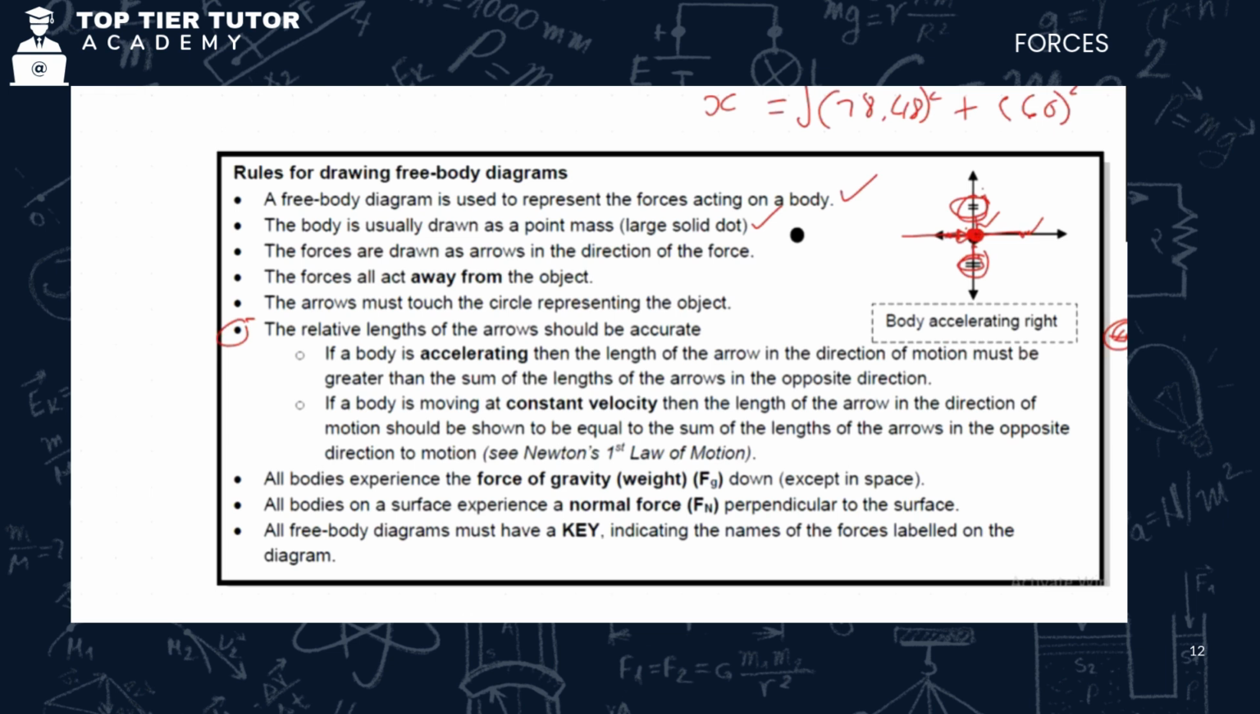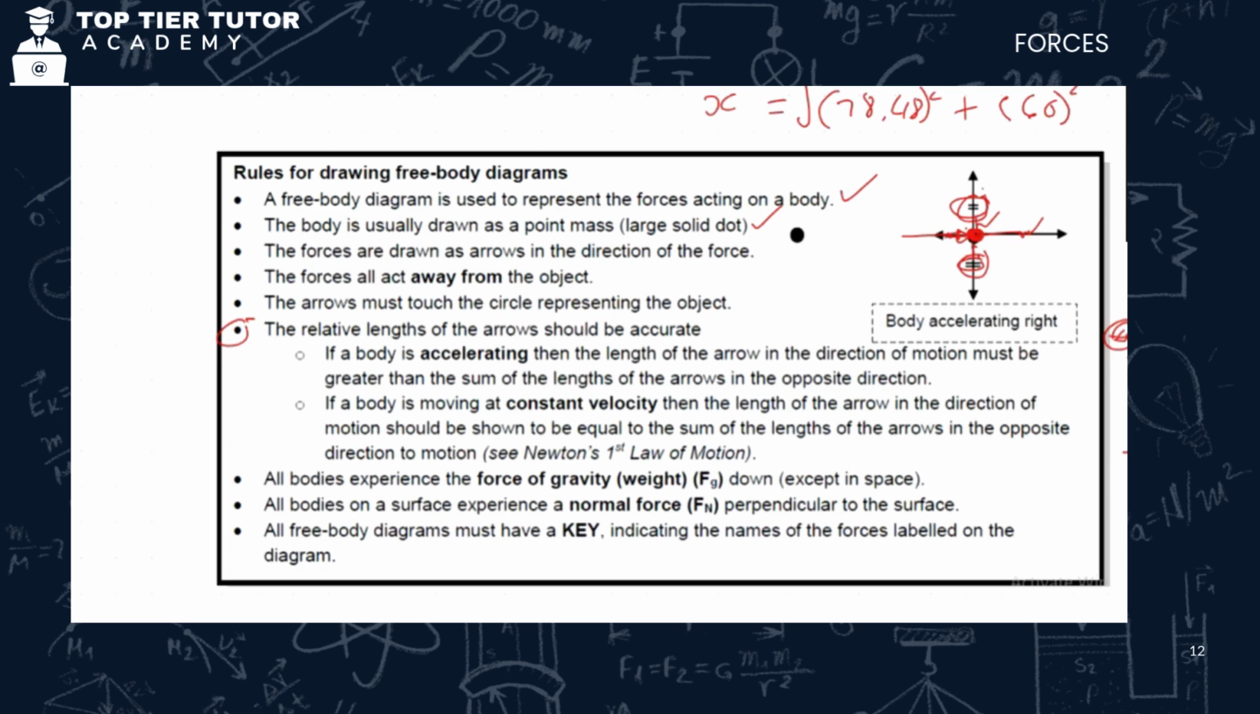All bodies will experience gravitational force. Anything that has mass and occupies space will always have gravitational force. So whenever you're drawing your free body diagram, start with the gravitational force. All bodies on a surface experience a normal force perpendicular to the surface, but only if it's lying on the surface. We did an example with a plant. The plant was being held up, it had no normal force. So if it lies on a surface, then the surface will push back and we will get that normal force.